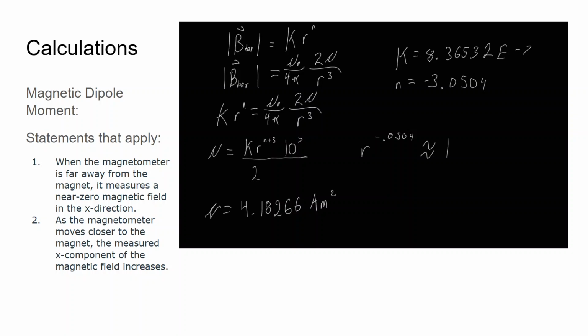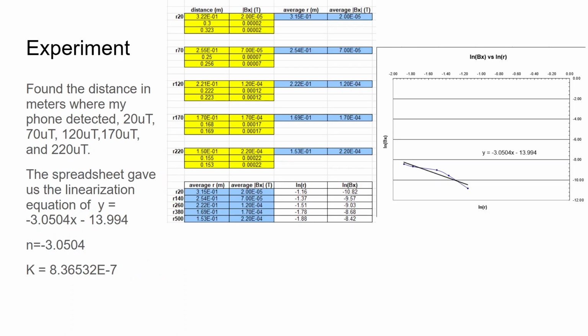For the statements that apply, based off the last slide in this one, when the magnetometer is far away from the magnet, it measures a near zero magnetic field in the x direction, and as the magnetometer moves closer to the magnet, the measured x component of the magnetic field increases. The main place we see this are these numbers here. You can see that as the distance got further, the magnetic field got smaller, closer to zero.